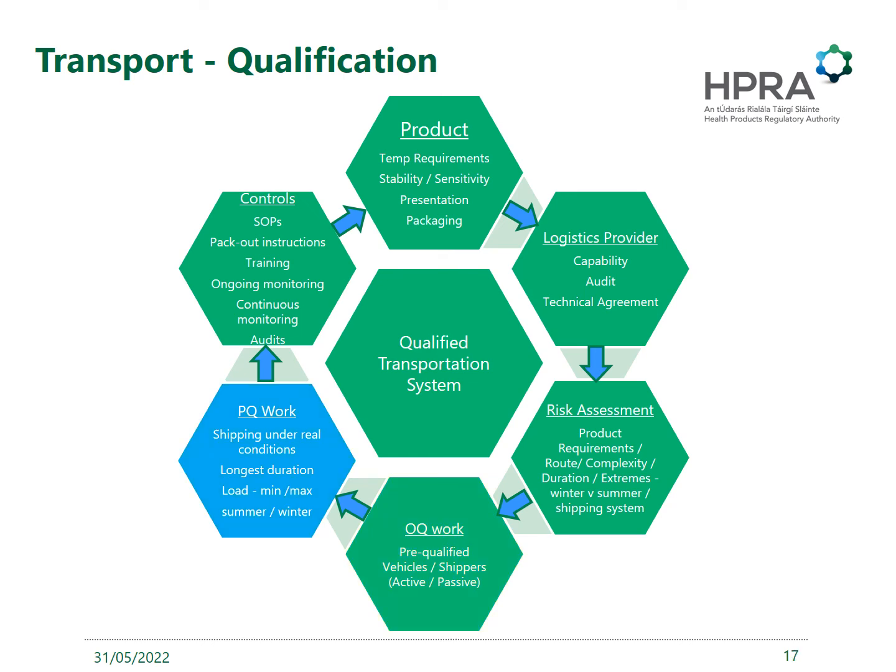Following your OQ work, you need to carry out a performance qualification. This is shipping under real conditions. We recommend you test your longest route or the route with extreme conditions with min and max loads during summer and winter. This is all about gathering data to give you confidence in your chosen system that it can deliver the products under the required conditions.